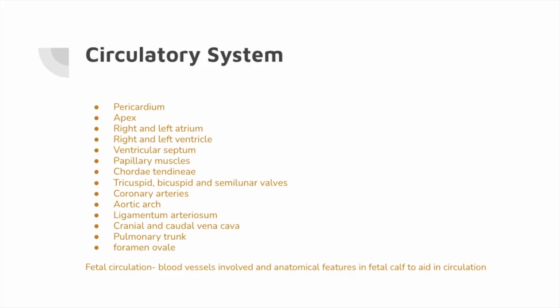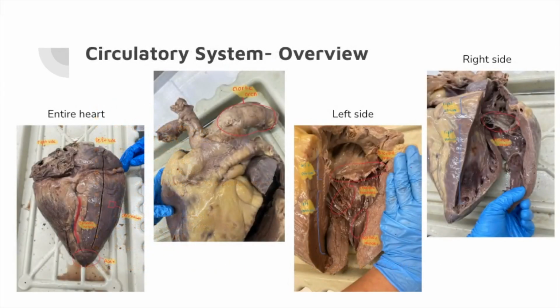Circulatory system overview. The circulatory system goes through two pathways, pulmonary circulation and systemic circulation. Pulmonary circulation sends deoxygenated blood to the lungs to trade CO2 for oxygen. Systemic circulation sends oxygenated blood throughout the body. Adult circulation goes as follows.